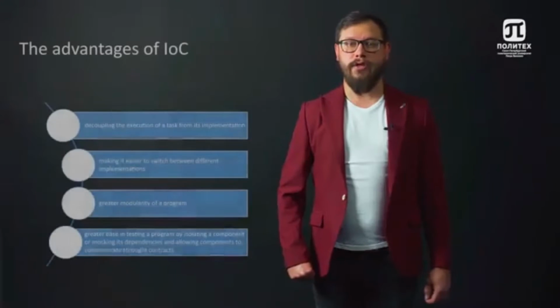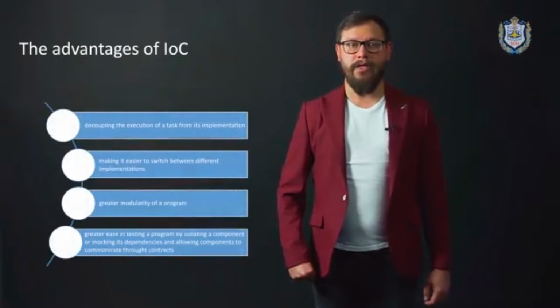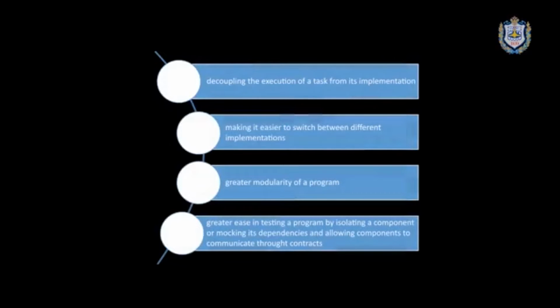The advantages of the inversion of control are decoupling the execution of the task from its implementation, making it easier to switch between different implementations, greater modularity of the program, greater ease in testing a program by isolating a component or mocking its dependencies, and allowing components to communicate through contracts.